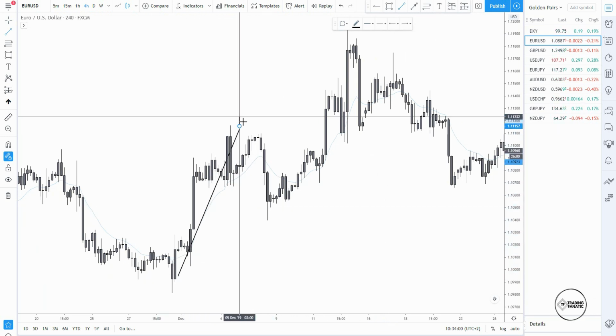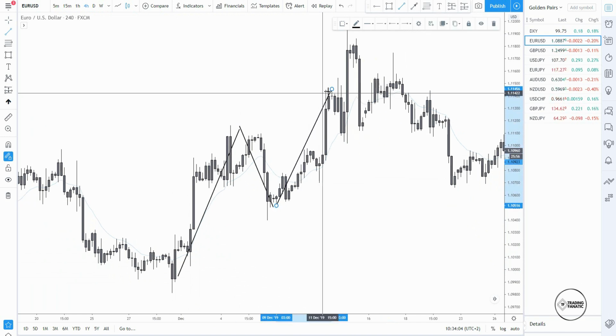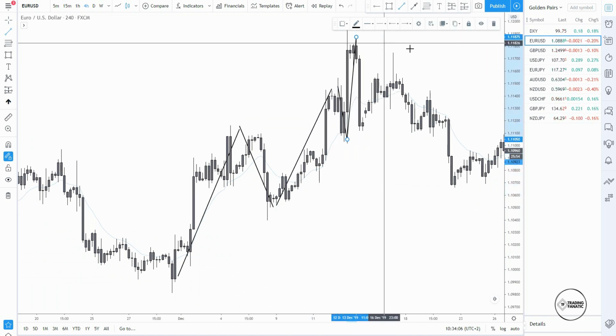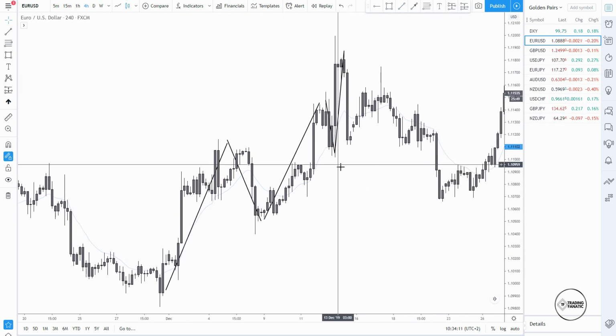So we have an impulsive move to the upside. This is the clear pullback. We have an impulsive move to the upside where it created a higher high. This is the pullback, and we have an impulsive move to the upside where it created the higher high, right? So we have 1, 2, 3, 4, 5.